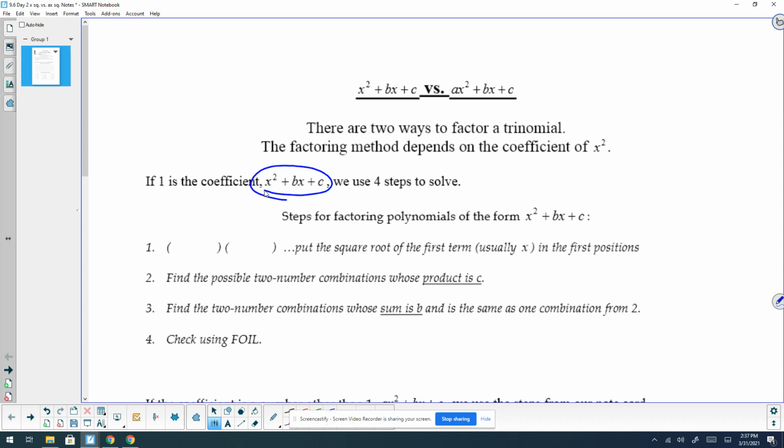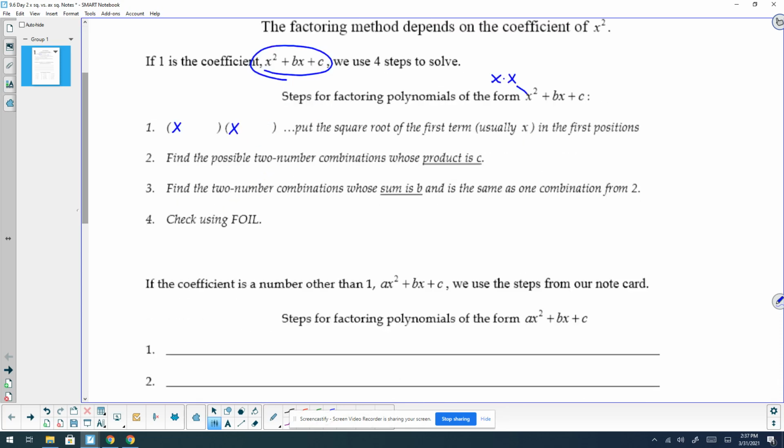First, we need to break up x squared. The only way to break up x squared is x times x, and we're going to put that at the beginning of our parentheses. In this case, it says put the square root of the first term, it's usually x, in the first positions. Next, we need to find the possible two number combinations whose product is c. So this is where we take the factor tree of our last term, which we call c until we actually know what it is.